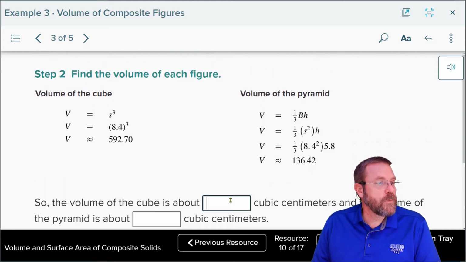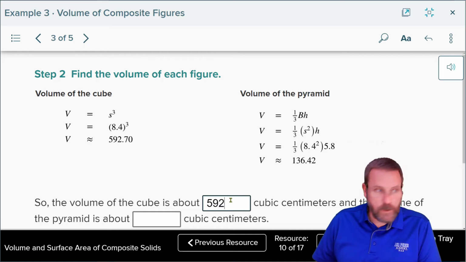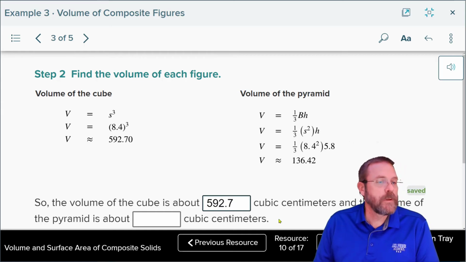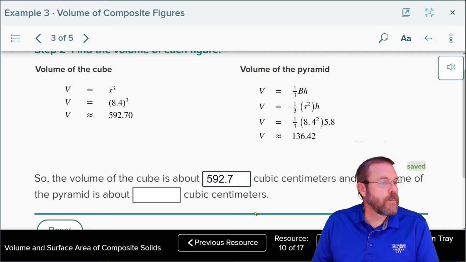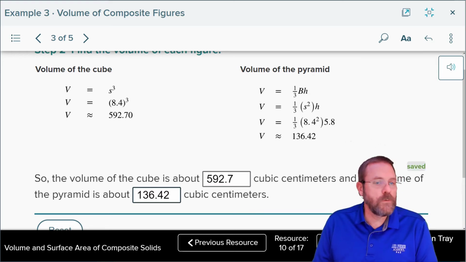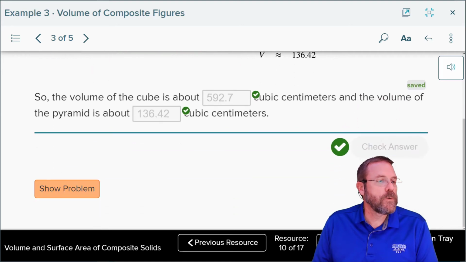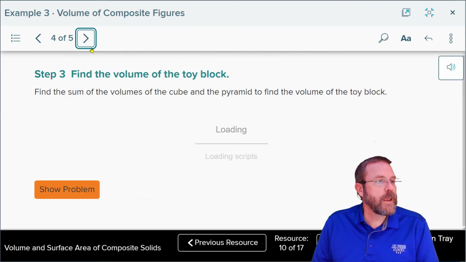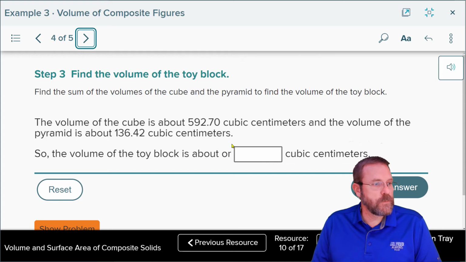So now the volume of the cube is about 592.7, and the volume of the pyramid is going to be about 136.42. We're going to check those. Both of those check. And next thing we have to do is simply add those two numbers together.